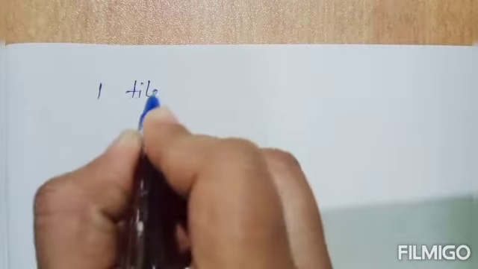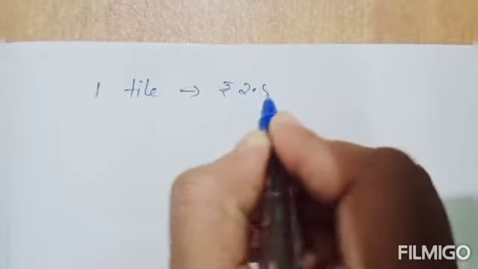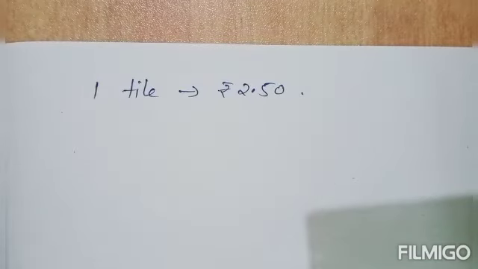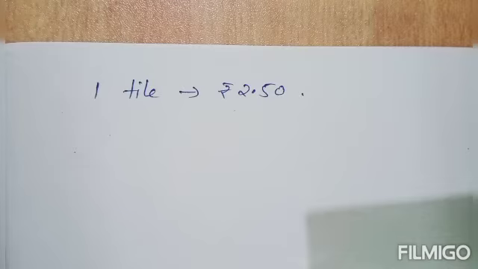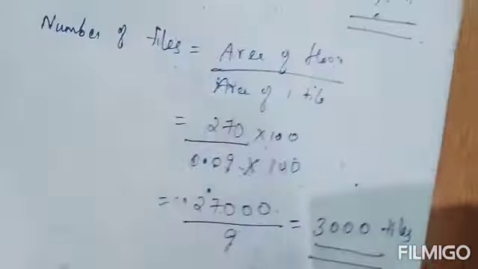Now in that one more question is given. If the cost of a tile is rupees 2.50, that is one tile, it costs rupees 2.50, then find the cost for covering the floor with the tiles. So what will be the total cost for covering the floor with those tiles? Okay, if the cost of one tile is rupees 2.50, then what is the cost of covering the full floor with tiles? So, how many tiles are required to cover that floor?